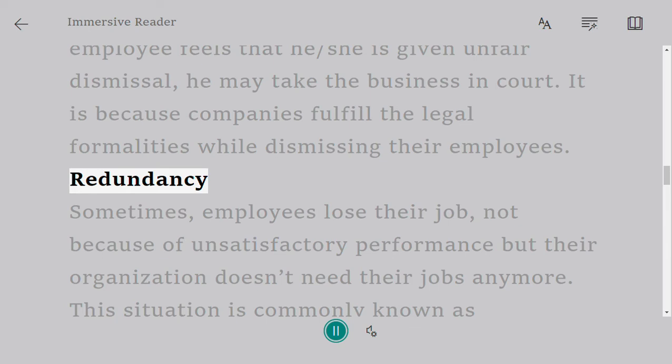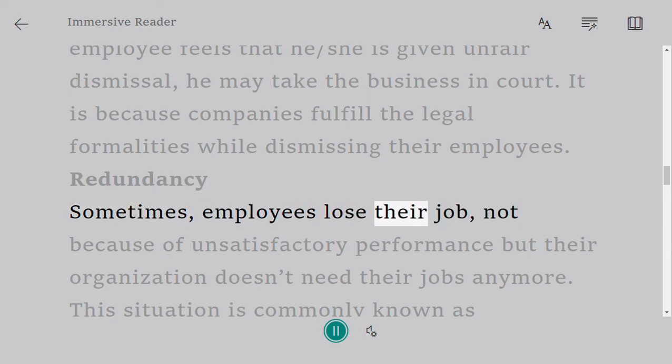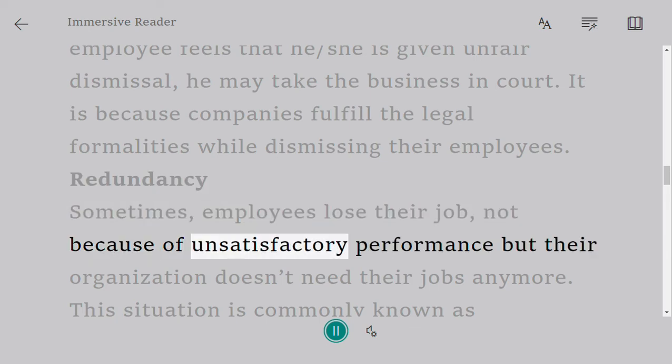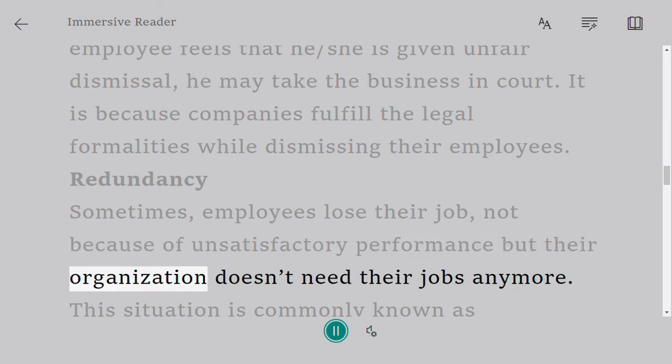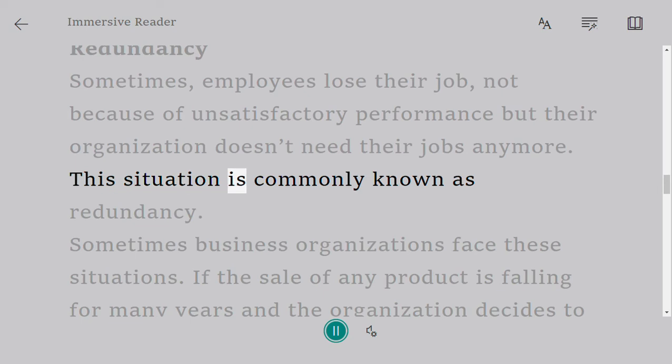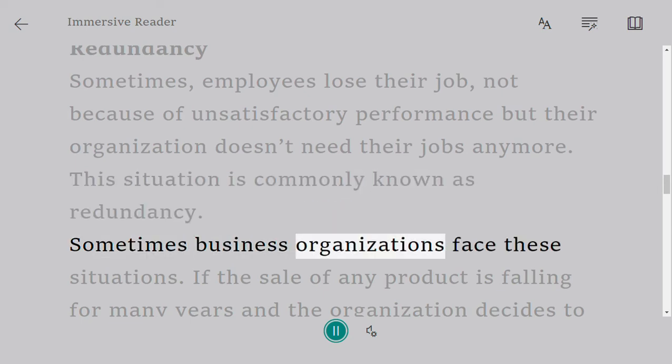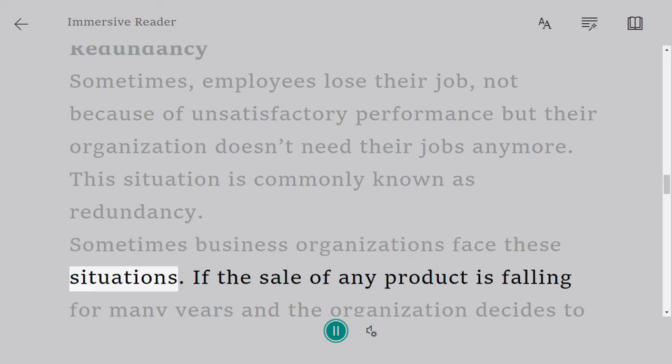Redundancy. Sometimes, employees lose their job not because of unsatisfactory performance, but because their organization doesn't need their jobs anymore. This situation is commonly known as redundancy. Sometimes business organizations face these situations.